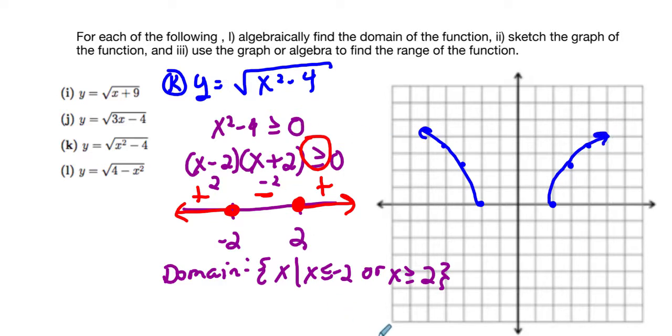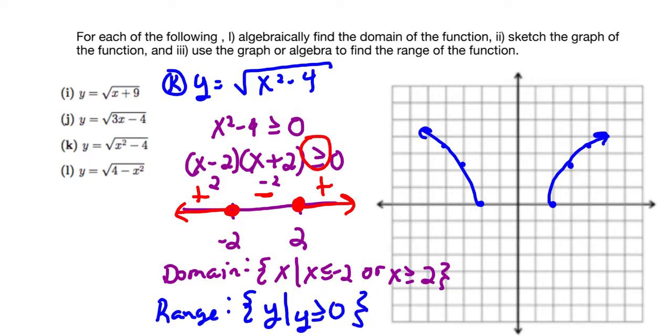And then we'll figure out the range from the graph. Our smallest y value is 0, and our highest y value is infinity. So range is y such that y is greater than or equal to 0.